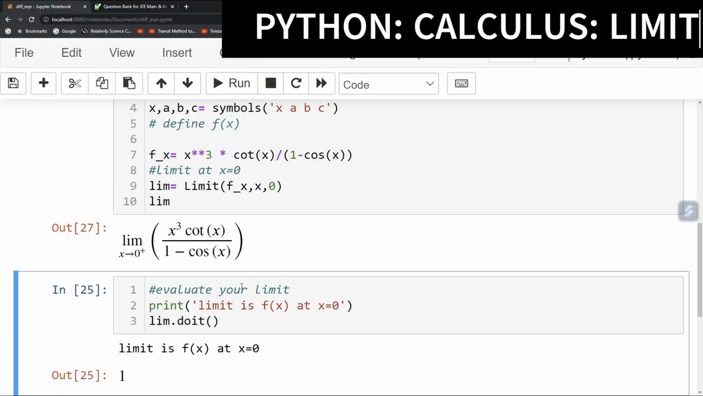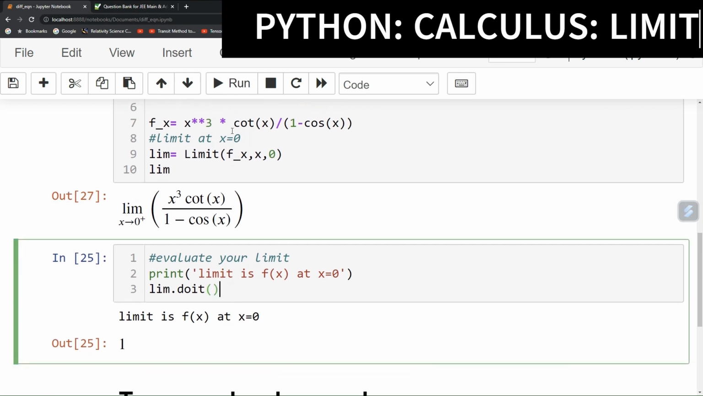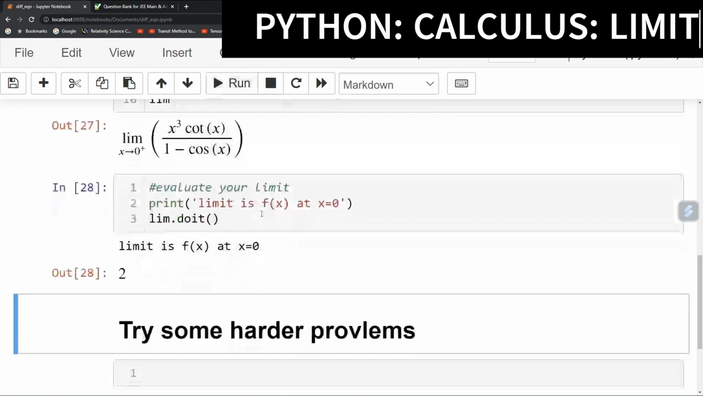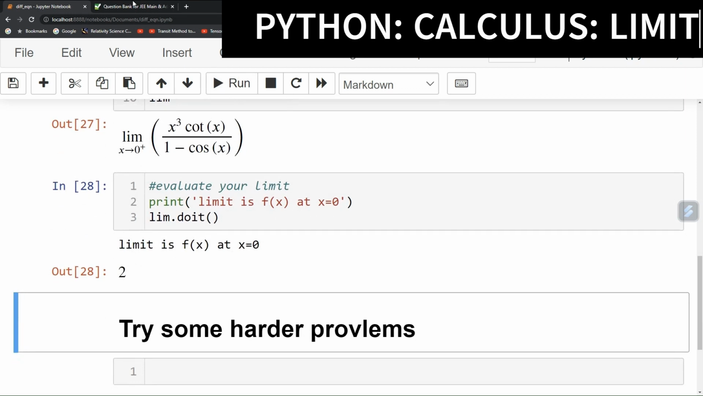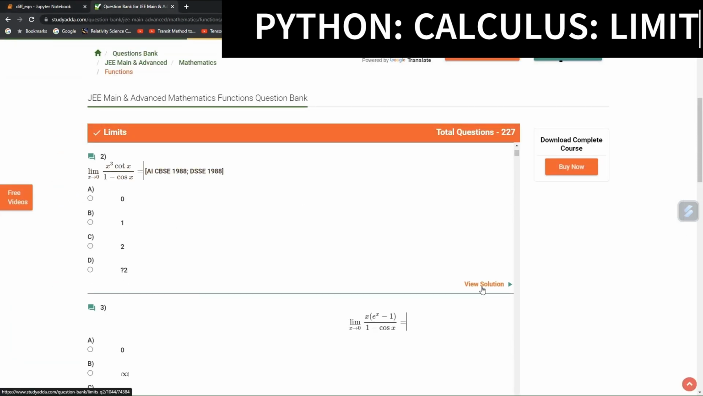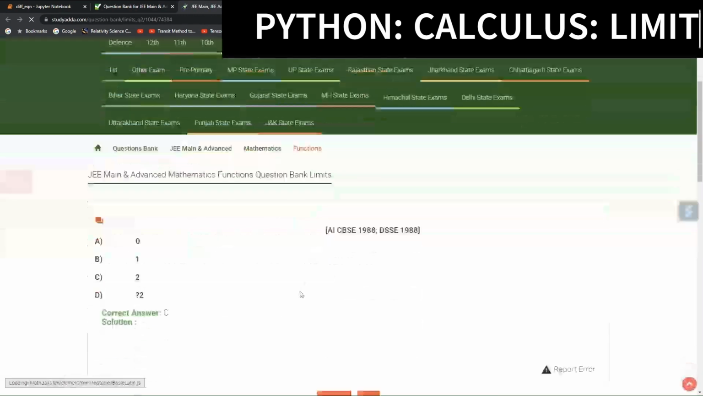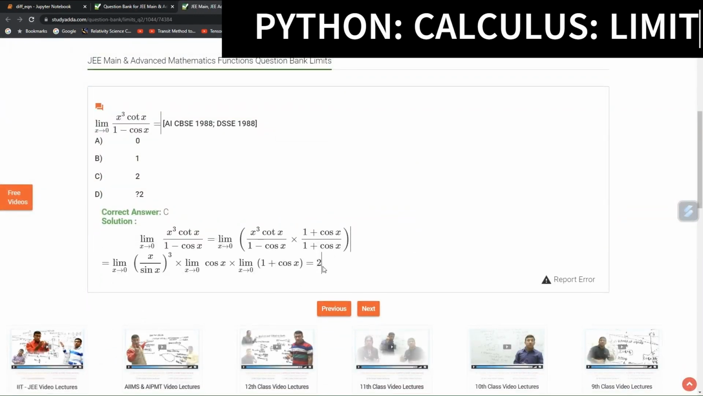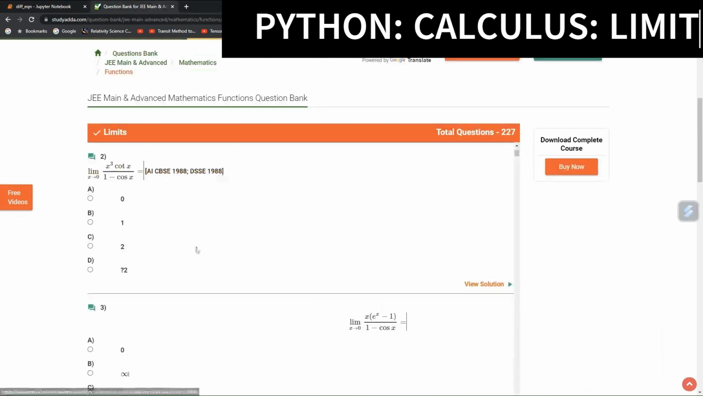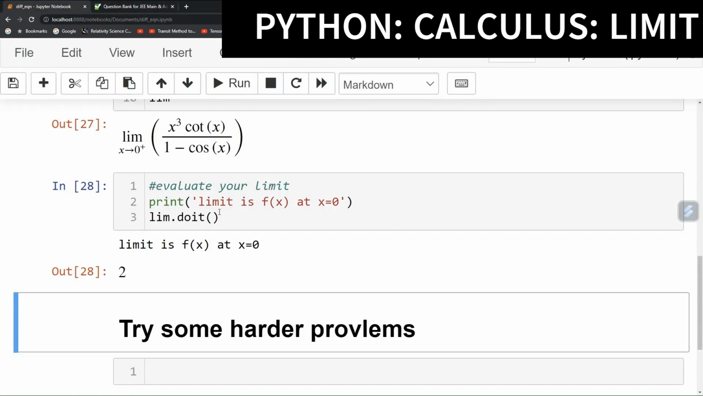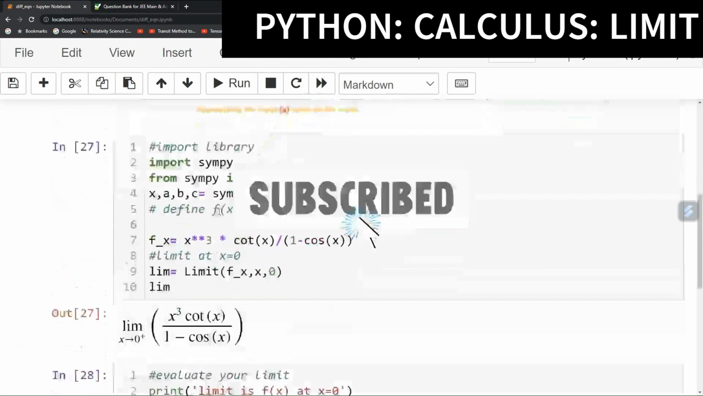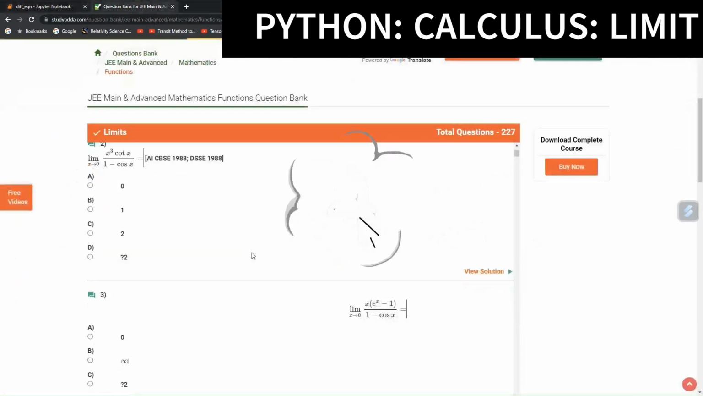So this time your limit is this, and let's run it. The value is 2. Now check for the answer what it is returning. You can see the answer is 2 and our answer is also matching. So our way of doing limit is correct. Let's do some more problems.